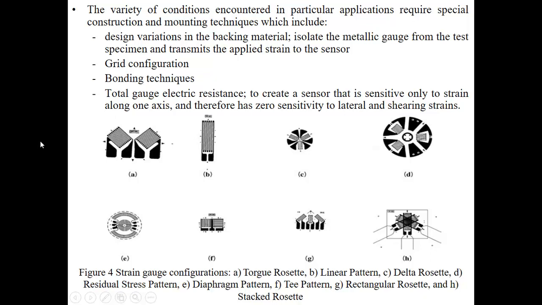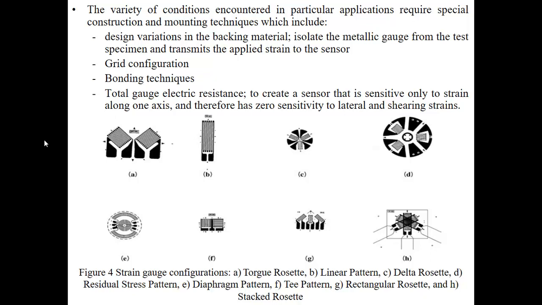The variety of conditions encountered in a particular application requires special construction and mounting techniques. To implement our strain gauge on the component, there are several conditions or techniques we need to follow to make sure we get accurate results, with fewer errors in our measurement.